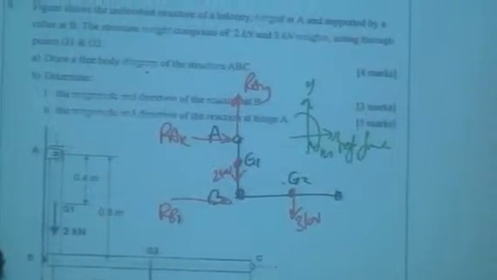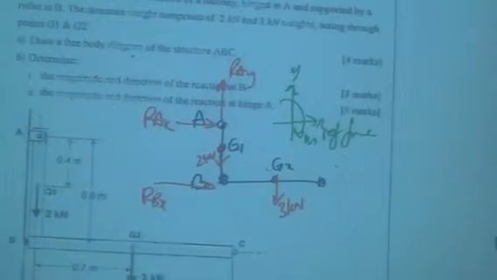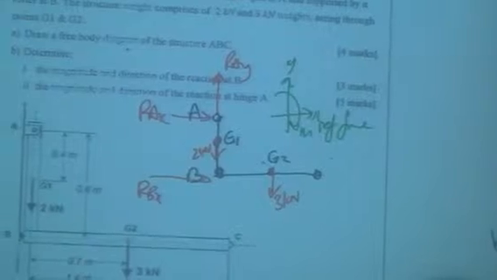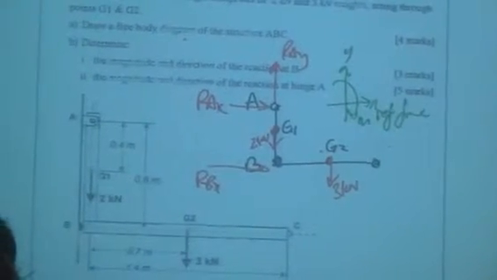B is a ball. Can move in the X? No. So there must be a RBX. Yeah? Can move in the Y? Yes. Good. So this completes the free body diagram. You draw this with the respective numbers and alphabets. You get 2 marks. Yeah?